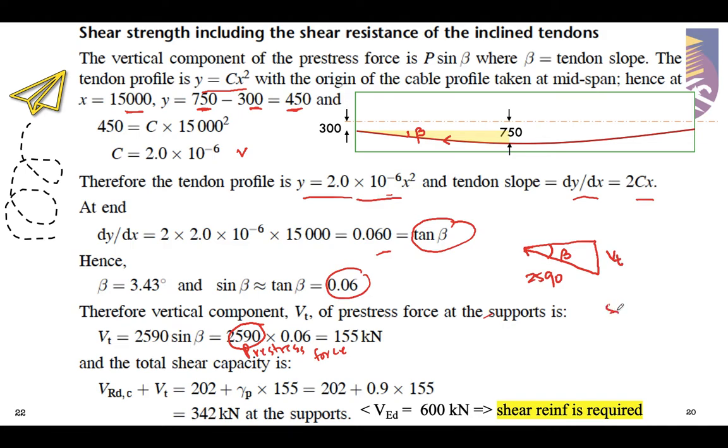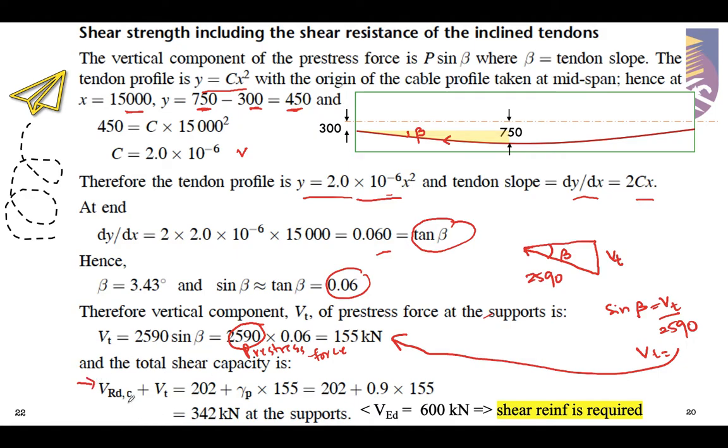Whereas we have sine beta, k is equal to Vt over 2590. Rearranging that equation, we are going to get this. So that is for the Vt value. What is the purpose of having this Vt? It is actually to determine, to be added up to this VRDC value.